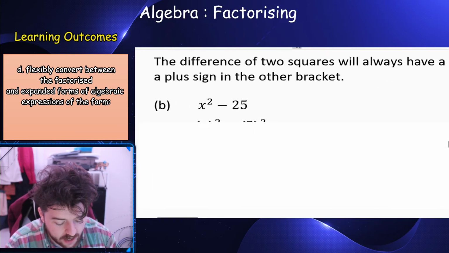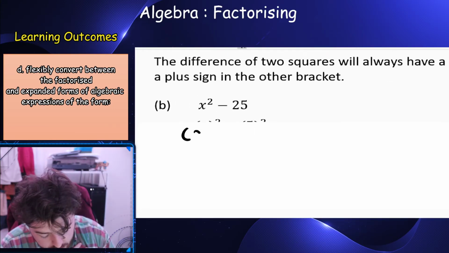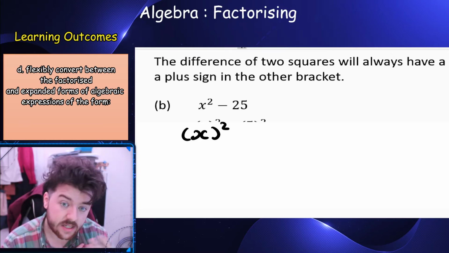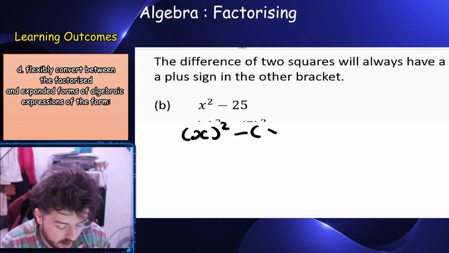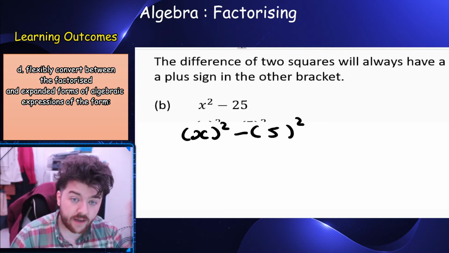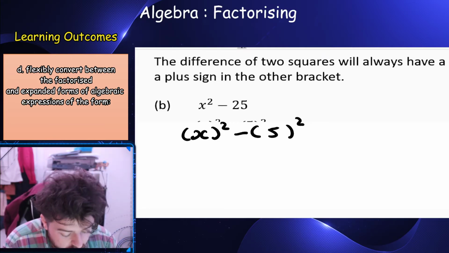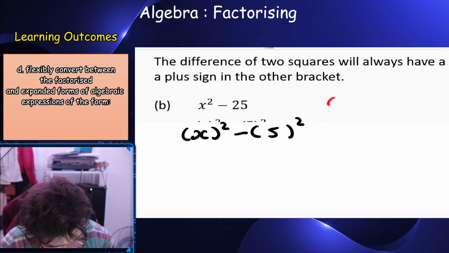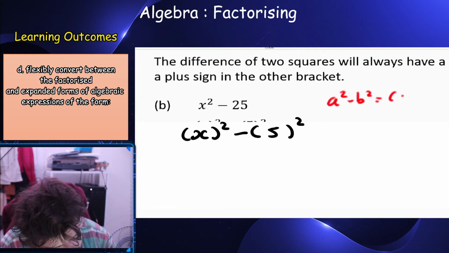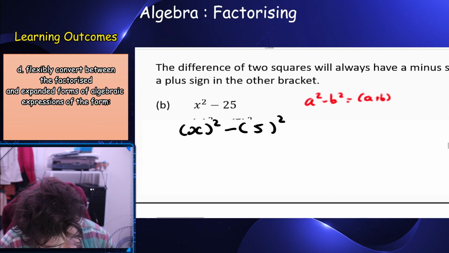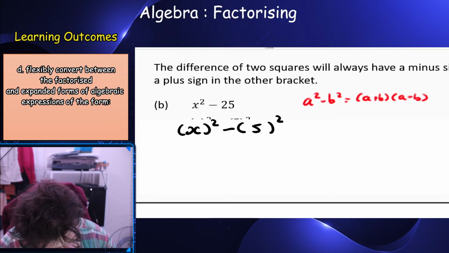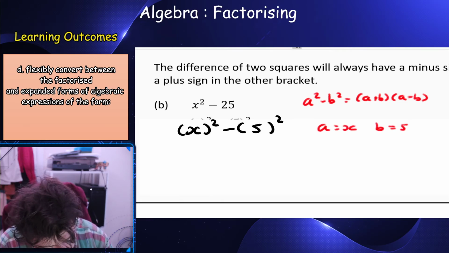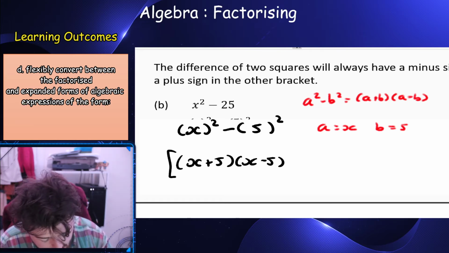So, one more example here, x squared minus 25. x squared can be written as x all squared, and 25 can be written as 5 all squared. So my formula, a squared minus b squared equals a plus b, a minus b. So a equals x, b equals 5. Subbing in my formula, it'd be x plus 5, x minus 5. Bada boom, bada bang. There you go.